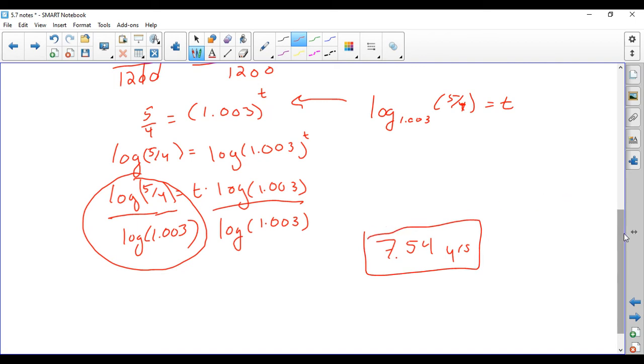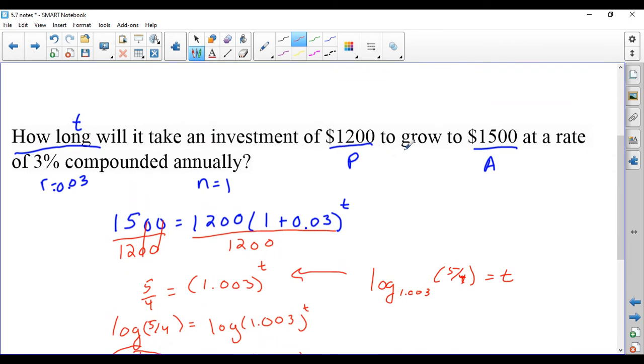These problems can also be solved graphically by putting the future value, the 1500, into y1, and then putting the other side of the equation, 1200 times 1.03 to the t, into y2 and looking for the point of intersection. Just make sure you can find a window that fits everything.